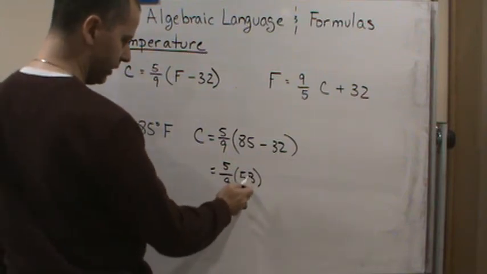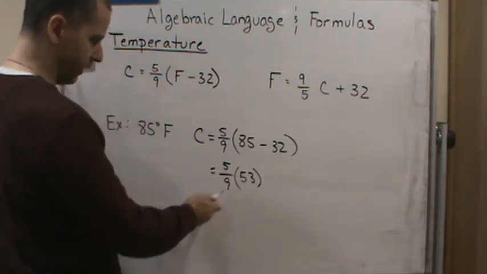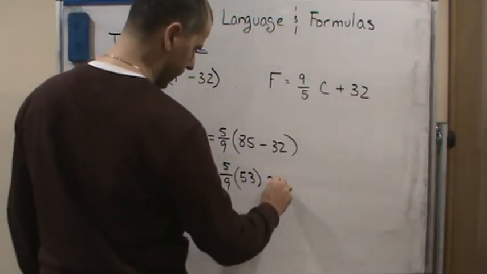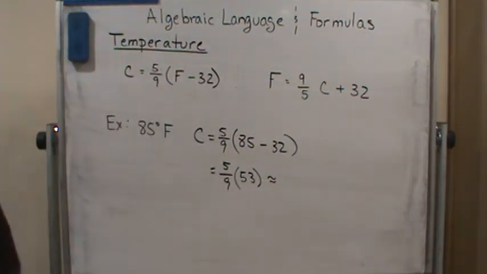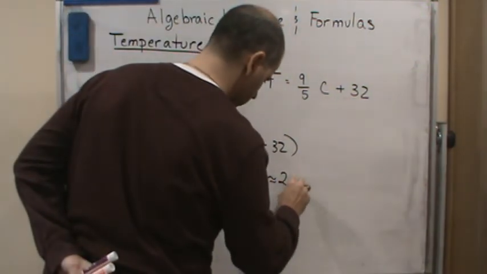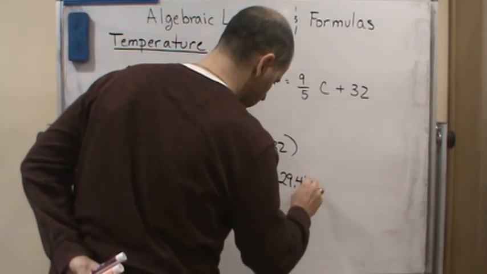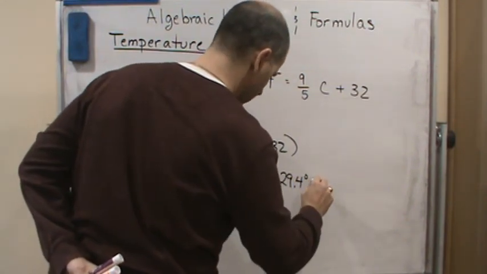Actually this is going to give me 265 divided by 9, so it's not going to give me a nice round number. If I use my calculator and round to the nearest tenth of a degree, I get approximately 29.4 degrees, and that's degrees Celsius.